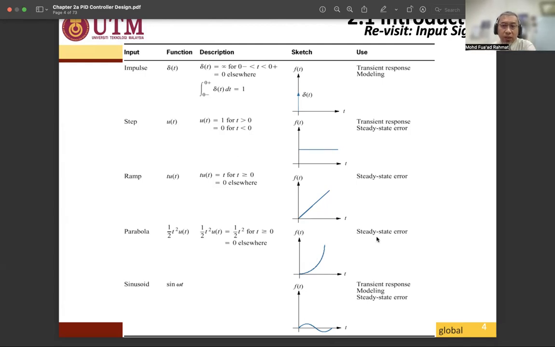For example, the impulse is usually used for transient response and modeling. The step is usually used for transient response and steady state error. Steady state error is the difference between the input and output. The ramp is usually applied to the steady state error, similarly to the parabola. And the sinusoidal is usually used for frequency domain response, modeling, and steady state error as well.